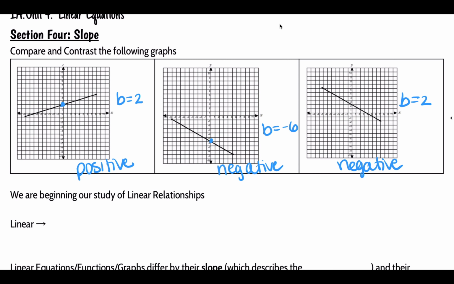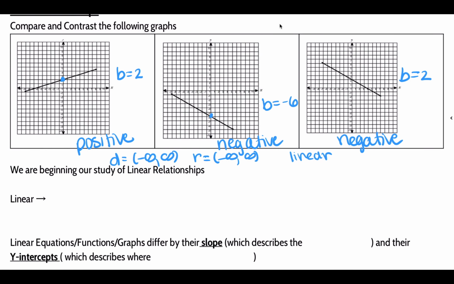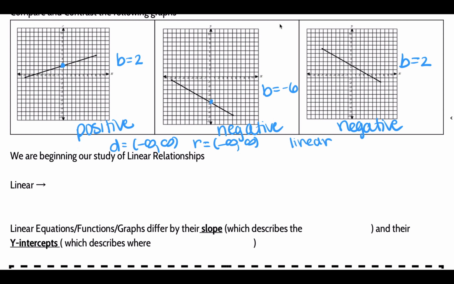Something that they all have the same, though, is that their domain is from -infinity to infinity for all three of them, and the range is from -infinity to infinity for all three of them. Another thing is that they are all a straight line. They are linear. All three of these graphs represent linear relationships.